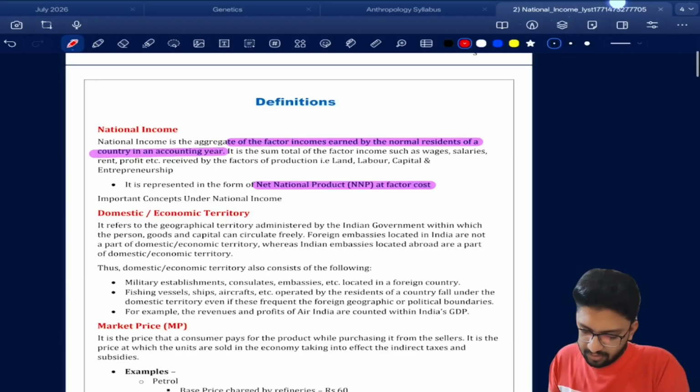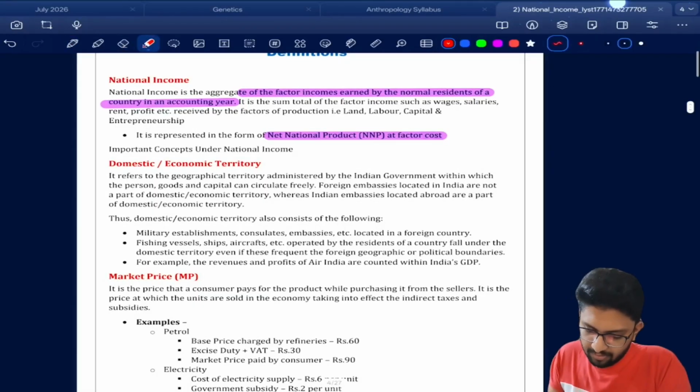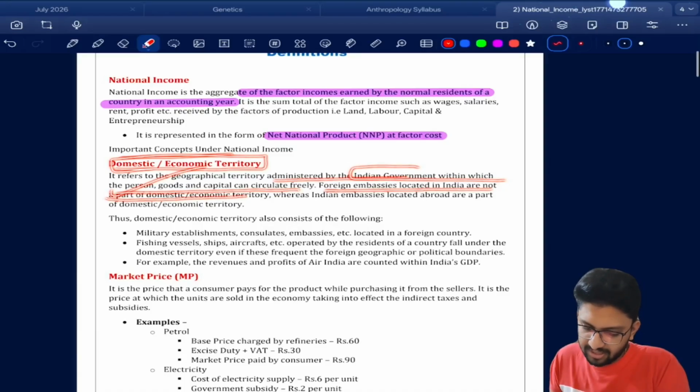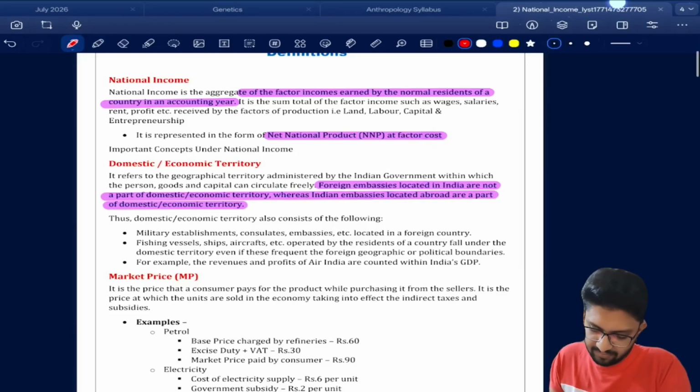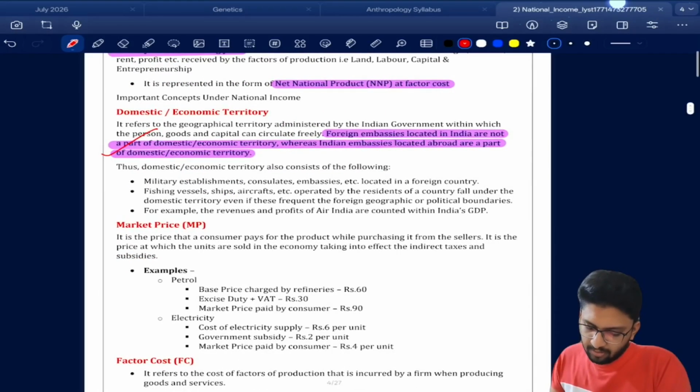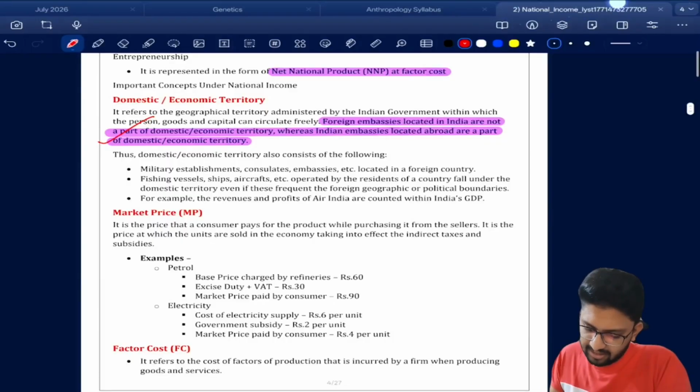Yes, fine. Then important concepts: domestic or economic territory is the territory administered by the government of India in which goods can circulate. Foreign embassies located in India are not part of domestic territory, whereas Indian embassies located abroad are a part of domestic or economic territory. Yes, this definition is good. Thus, domestic or economic territory also consists of the following: military establishments, consulates, embassies, etc.